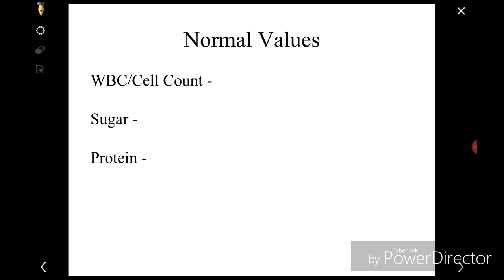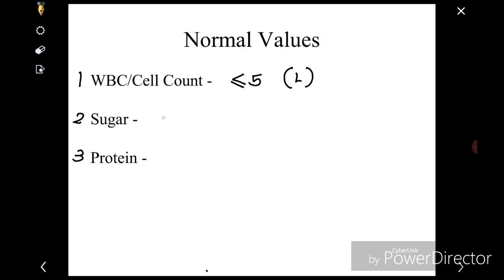First of all, let's see the normal values in a CSF report. We have three major parameters: the WBC or cell count, the sugar count, and the protein count. The WBC or cell count should be less than 5, all of which should be lymphocytes. We are not expecting neutrophils in a normal CSF report.